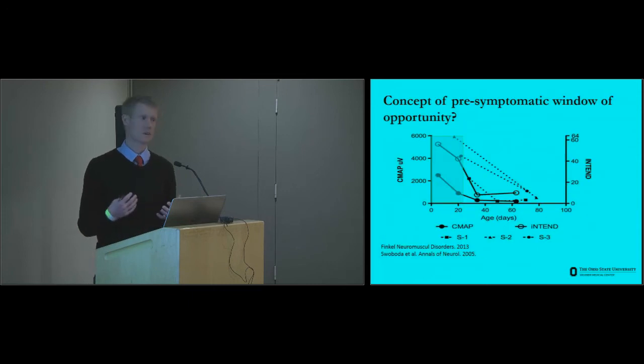There was this concept at the time that SMA is a very unusual natural history kind of progression disease. Most patients, by the time they're diagnosed, have striking neuromuscular defects. You can see the previous graphs that I showed, the longitudinal.